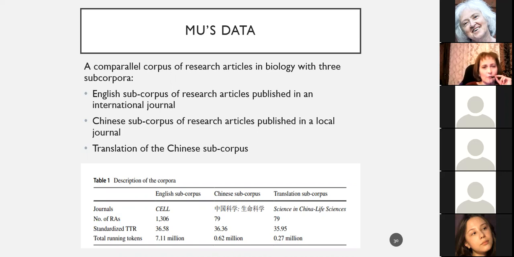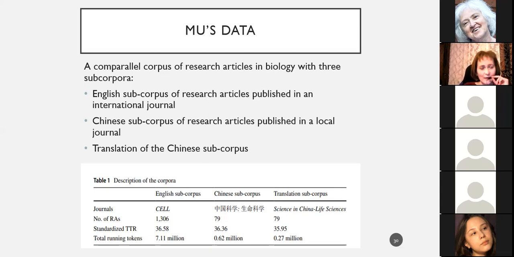Then a Chinese subcorpus of research articles published in a local journal. So you can see the name in the table. Unfortunately, I'm unable to read it. And the translation of the Chinese subcorpus. So in fact, the editors of that Chinese journal suggest that the authors of the papers most prominent in their view submit them also in English to be published in the journal called Science in China Life Sciences, which is a journal that publishes papers in English.